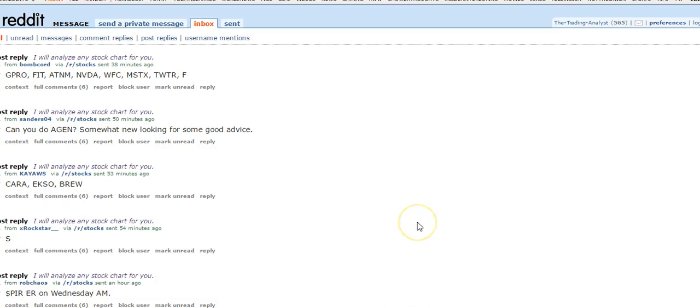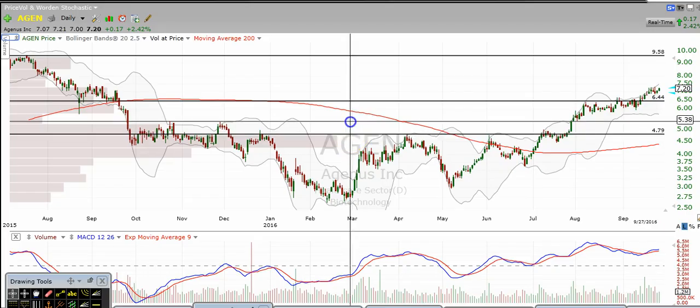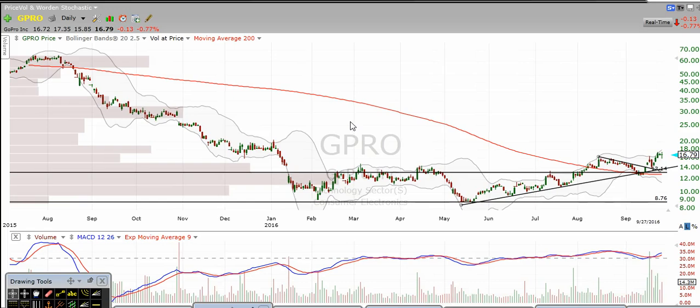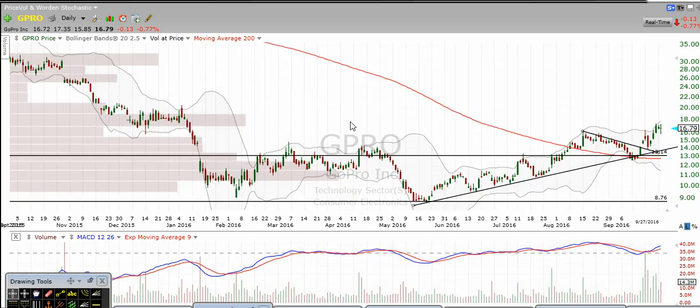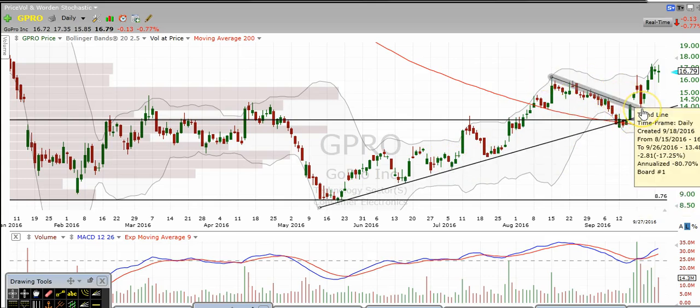All right, let's take the next chart. Let's go with GoPro. GoPro here, nice bounce off of this trend line. Been doing lots of videos on GoPro, and we liked it for a bounce off of this trend line over here. We played along off of this trend line over here. We broke over this trend line right there.